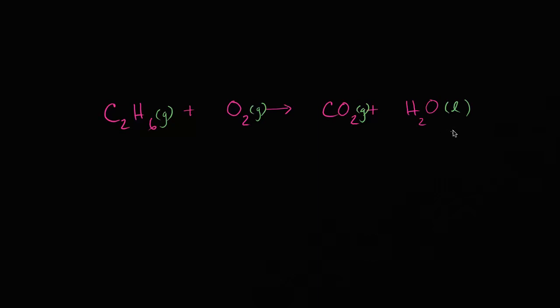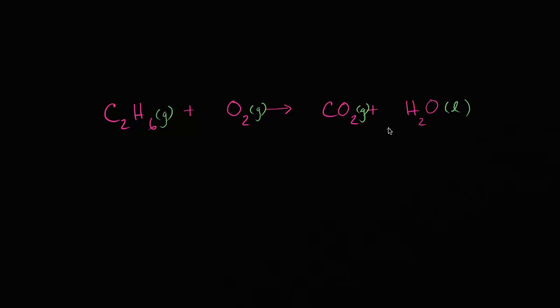And like we've seen in previous examples, this chemical equation is not balanced. How can we tell? Well, here on the left-hand side, we have 2 carbons. Here on the right-hand side, we have 1 carbon. Here on the left-hand side, we have 6 hydrogens. Here on the right-hand side, we only have 2 hydrogens. Here on the left-hand side, we have 2 oxygens. On the right-hand side, we have 2 plus 3 oxygens. So none of the elements here are balanced.